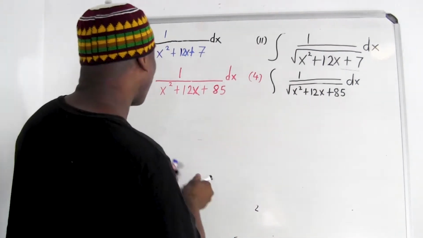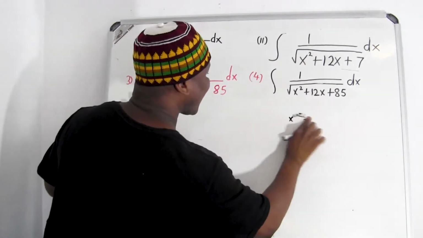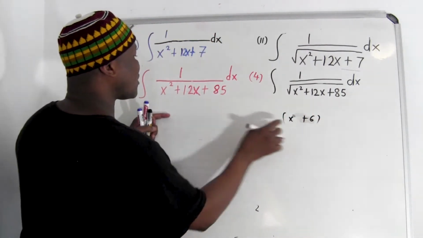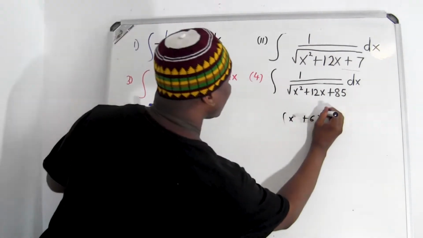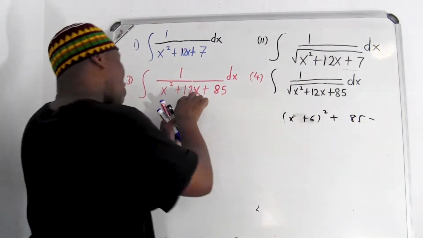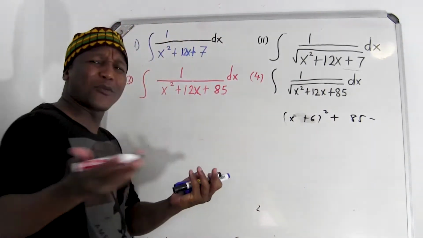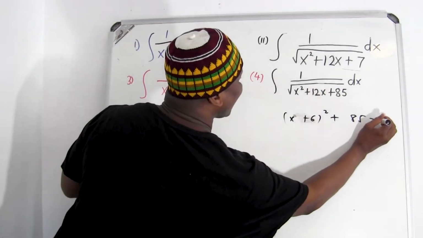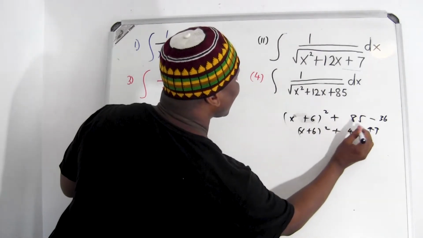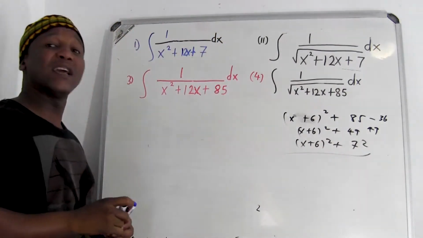You know how to complete the square, so I can just go quick. This is going to be x squared plus 12x, so x plus 6, because I take 12 divided by 2 equals 6, then squared, plus 85 minus 6 squared. Oh, maybe I should just go slow. Maybe some students don't know how to do that. 85 minus 36 is going to be 49, so x plus 6 squared plus 49. And this is x plus 6 squared plus 7 squared. That's completing the square.